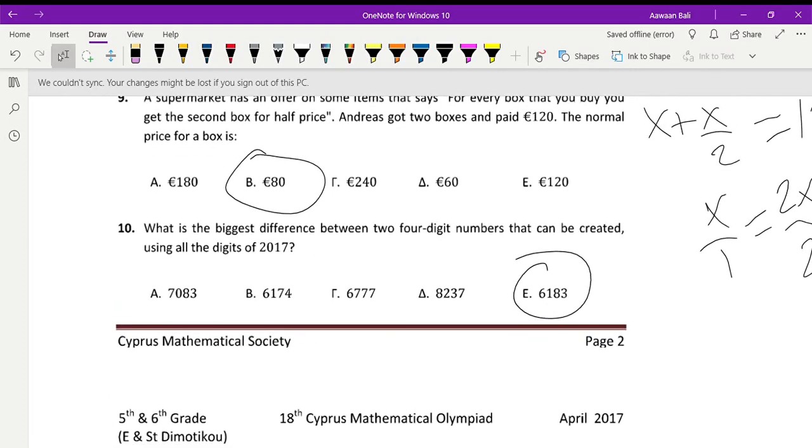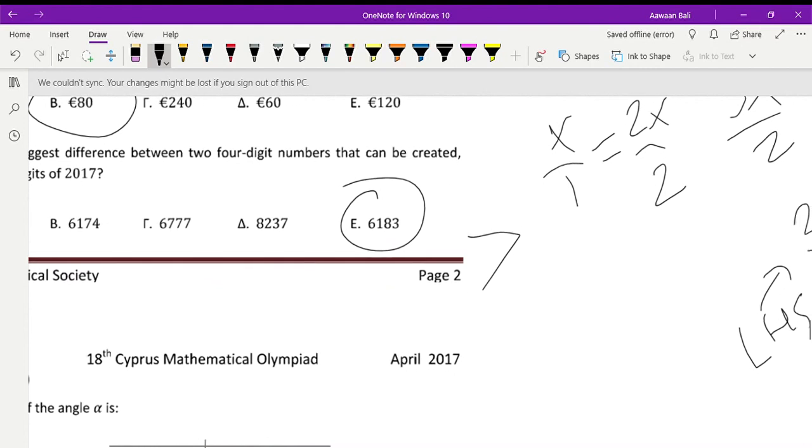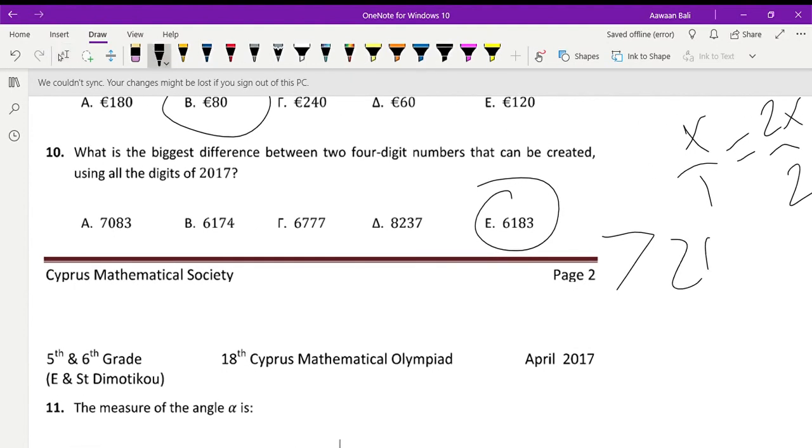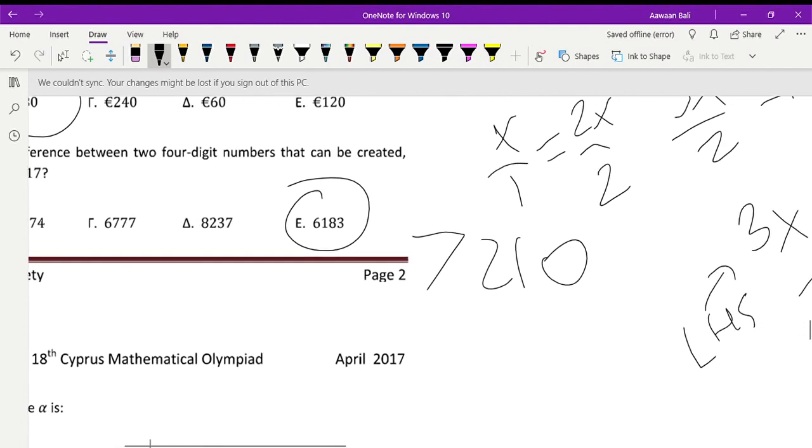Now, question number 10. What is the biggest difference between two 4-digit numbers that can be created using all the digits of 2017? Now you may think this is easy. For the bigger number, you just have to put the biggest digit first, and then the smallest digit at the end. So the largest digit 7 is first, then we have 2, 1, 0. Basically, it's like that. It's the biggest, right?